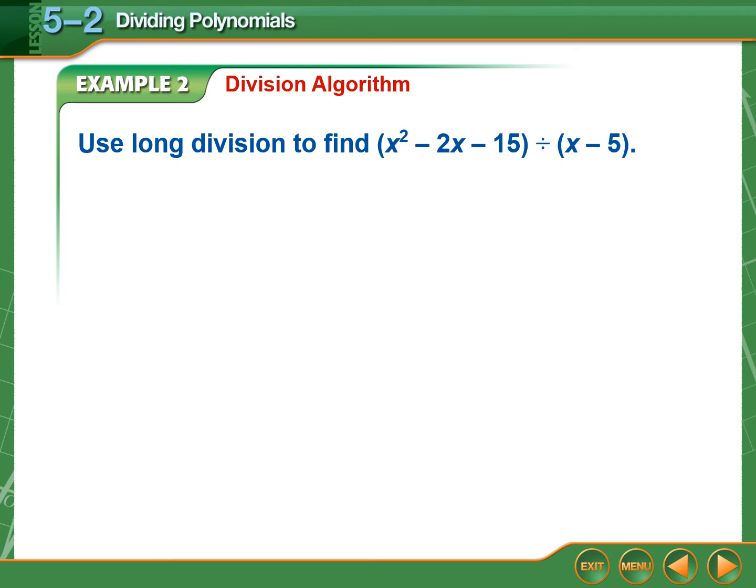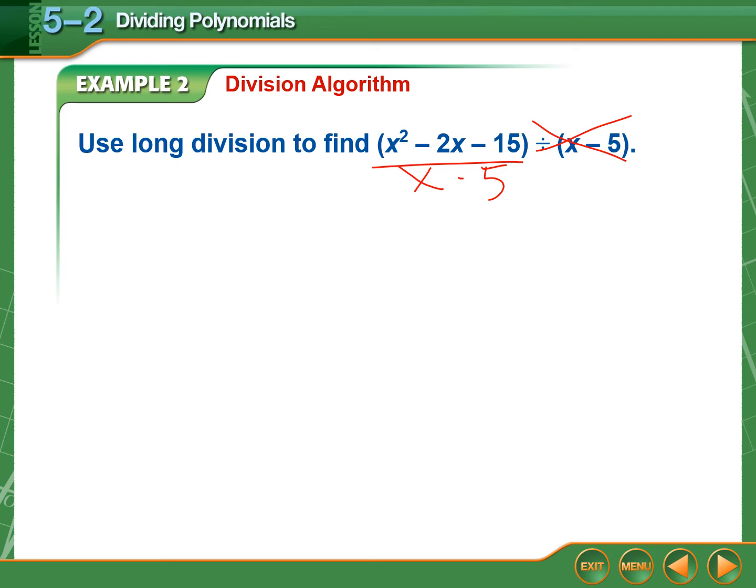All right, so here you go. It says use long division to find x squared minus 2x minus 15 divided by x minus 5. This could have also been written as a fraction. Please understand that you did not have to write it like this. You could have written it like that. It's the same thing.